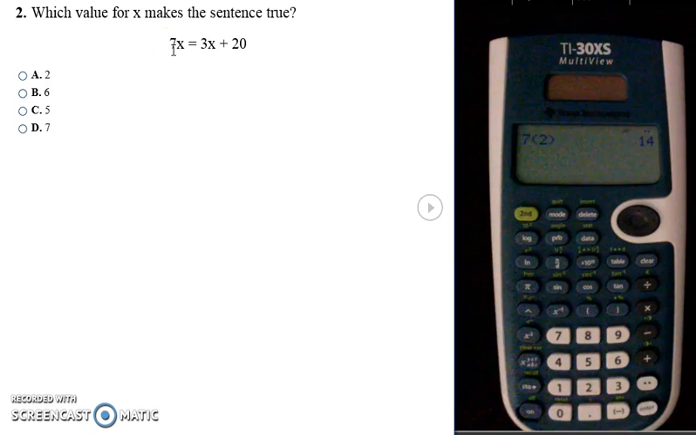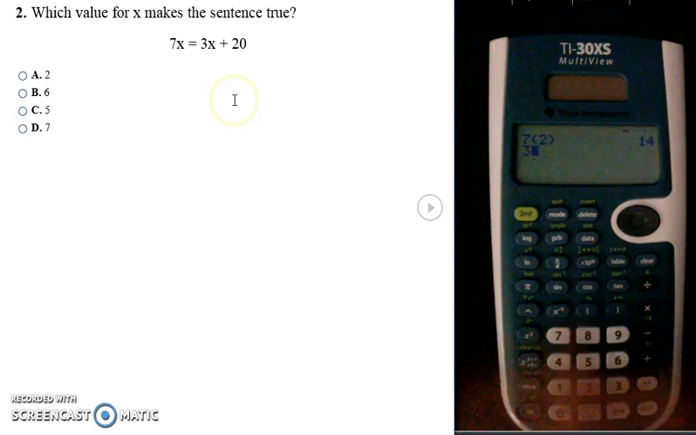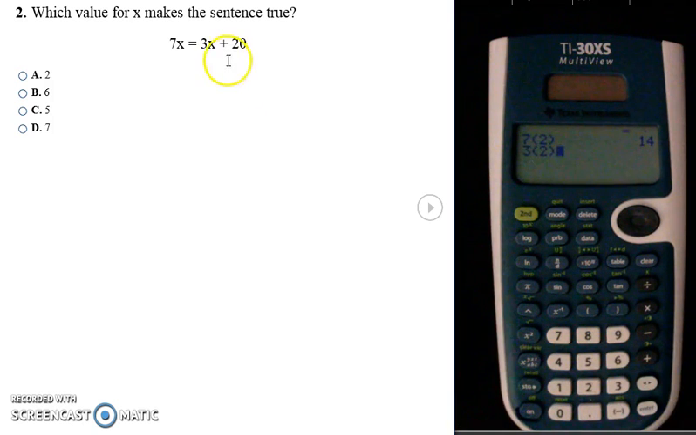Now I'm hoping that when I put a 2 in for x here, this side will also equal 14. If it does not, then that is not my answer. If both sides are 14, then that is my answer. So I'm going to type 3, and there's my x, so I'm going to put parentheses 2, and then I have a plus 20. And that equals 26. These aren't the same numbers, so it can't be A.